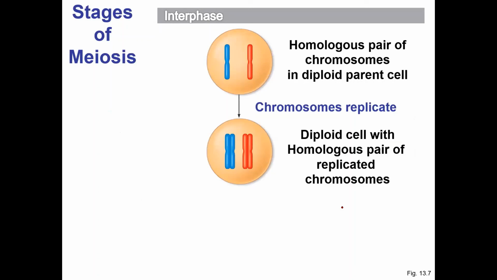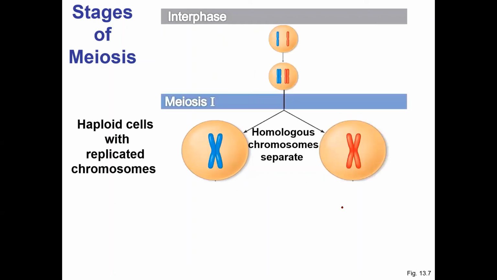So here is before meiosis, and we have interphase. Interphase is exactly the same here, right? You have a set of chromosomes. If we're humans, we have 46 chromosomes, and they replicate. And all those chromosomes now are pairs of sister chromatids. So they're all replicated. Meiosis actually has 2 stages, and we call them meiosis 1 and meiosis 2.